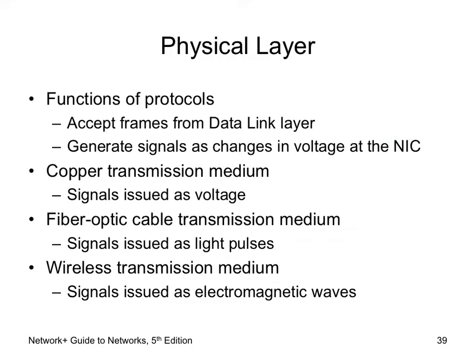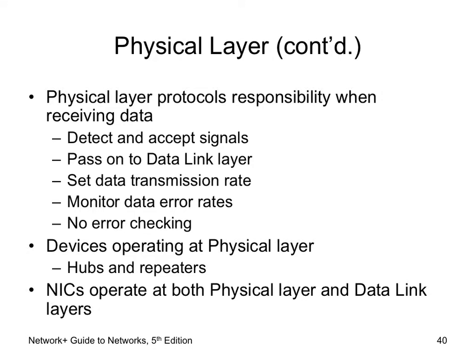The physical layer accepts data frames. Copper transmission medium, that would be Cat 5. Could have fiber optic, which would be either glass or plastic in the medium. Wireless uses electromagnetic waves. The physical layer detects and accepts signals and passes them on to the data link layer. It sets the transmission rate, monitors data error rates, and has no error checking on this one. It just wants to get the data out. Examples of this layer would be hubs and repeaters, not routers and not switches.